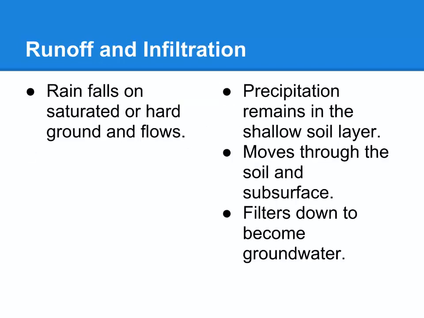Runoff and infiltration. Rain can fall on saturated ground, which means that the ground has so much water in it that it can't hold any more. When it falls on that type of ground or falls on a very hard surface, which we call impervious or impermeable, the water will just roll off it and flow over top of it. That is what we call runoff. It can also soak down into the ground.